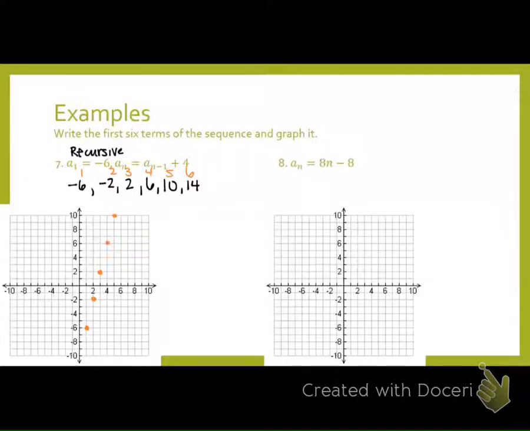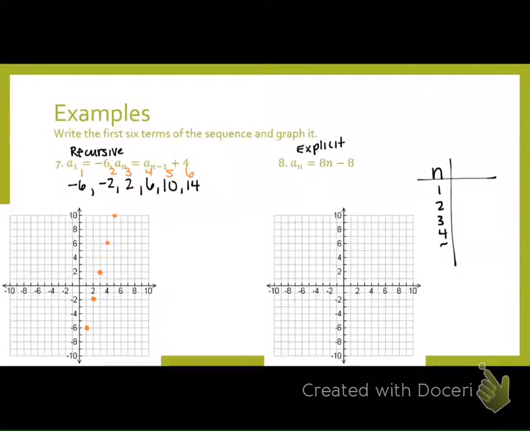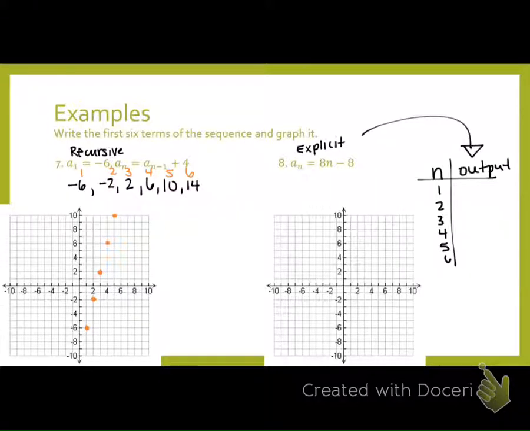Remember, we are doing arithmetic sequences, so we do not connect the points. This is different than the explicit one. In order to do an explicit, you have to actually do an input-output list. So when n equals 1, 2, 3, 4, 5, and 6, what is your output? You'll do the first 6 terms.